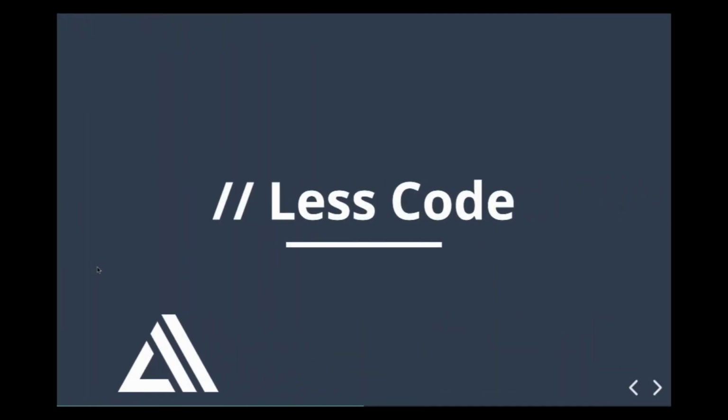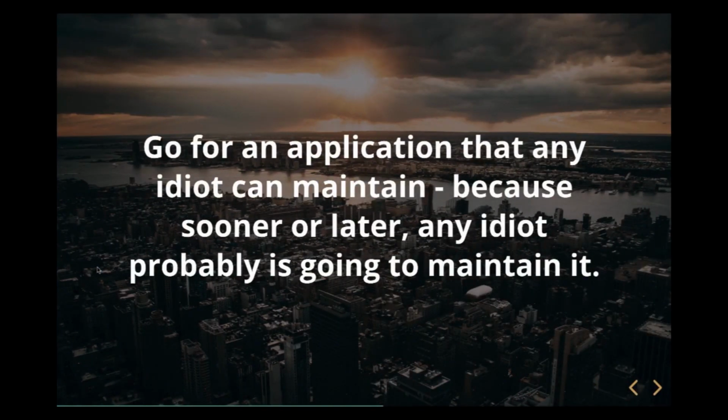Less code. Less code means more maintainability, less liability, easier to go and make changes to because you just have less stuff to deal with. There's this quote that I found that I kind of edited a little bit for this slide. Go for an application that any idiot can manage and maintain, because sooner or later, any idiot is probably going to maintain it. And sooner or later, that idiot is probably going to be me or you, right? Because when we go back to code we wrote 12 months ago, a lot of times it takes us a while to get up and running with exactly understanding what we did there.